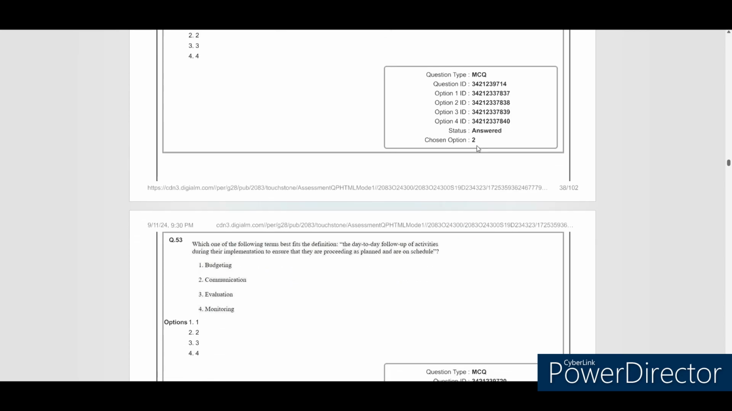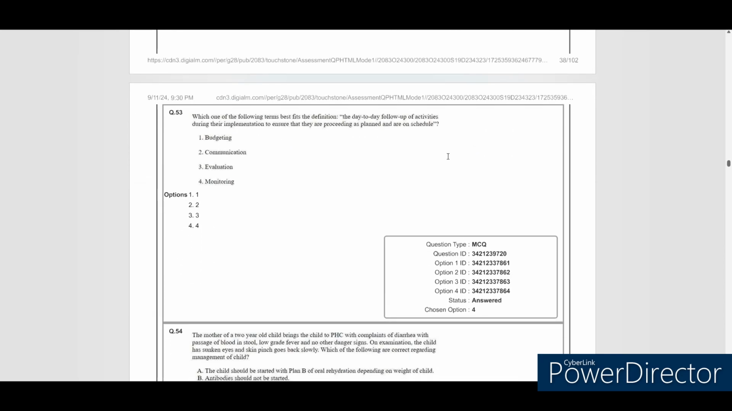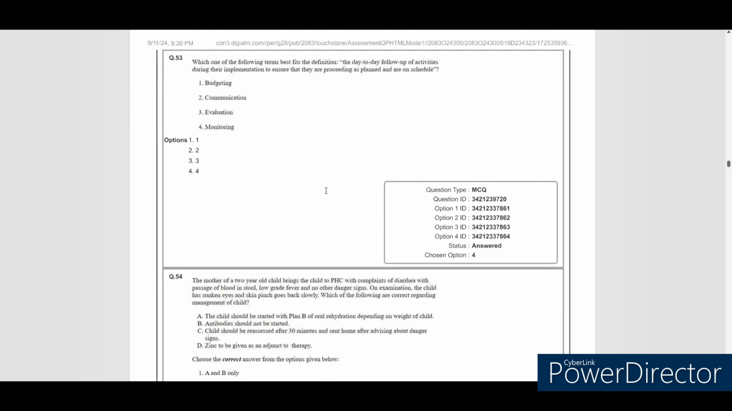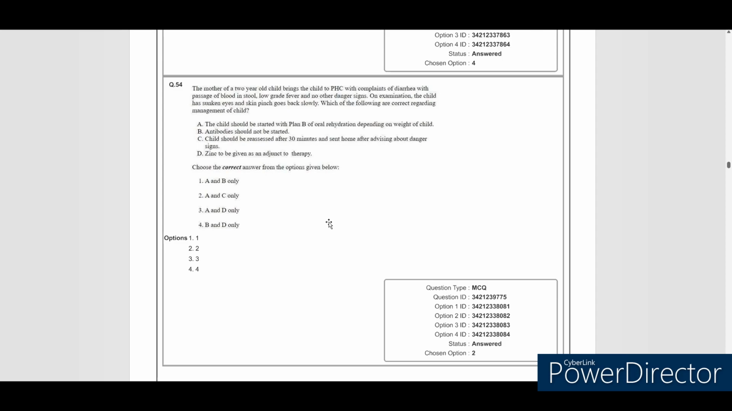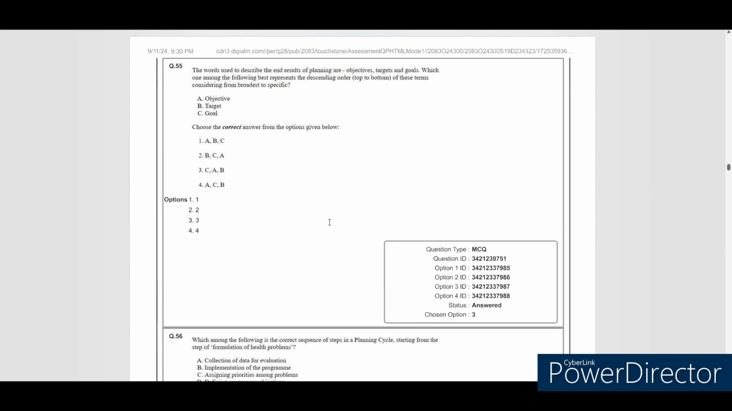Question number 53, where they are asking about monitoring, because the day-to-day follow-up of activities during their implementation is nothing but monitoring. Question number 54, I'll skip it for the time being. Question number 55 is very easy. The main thing should be the goal, followed by objectives, and we achieve those objectives by having some targets. So C followed by A followed by B.